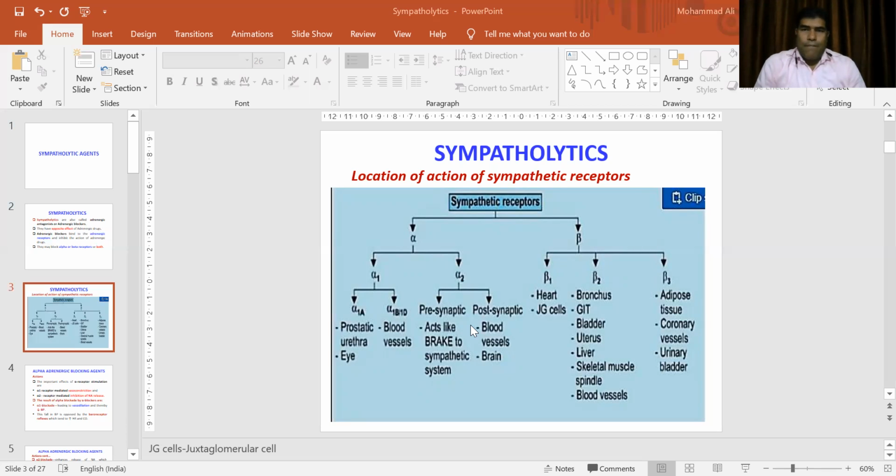Beta 2 receptor is present in the bronchus, gastrointestinal tract, urinary bladder, urethra, uterus, liver, skeletal muscle, and blood vessel. Beta 3 receptor is present in the adipose tissue, coronary vessels, and in the urinary bladder.